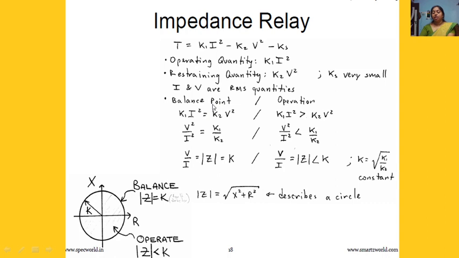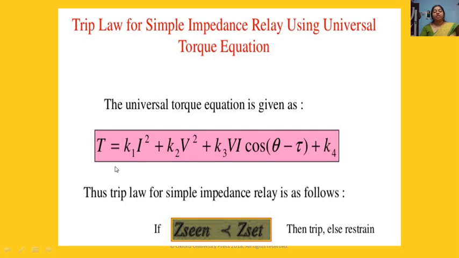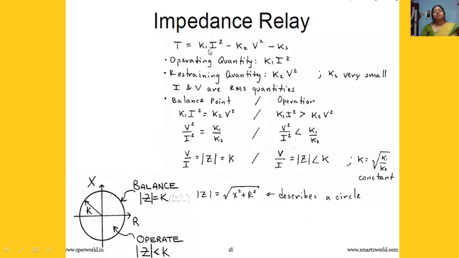Now we'll see the universal torque equation of the impedance relay. As I told, K1 I square minus K2 V square plus K3. K1 I square is the operating quantity and V is the restraining quantity, so minus is applied here. K1 I square minus K2 V square. This K3 is very small, so we are neglecting it. Operating quantity K1 I square, restraining quantity K2 V square. I and V are RMS quantities.